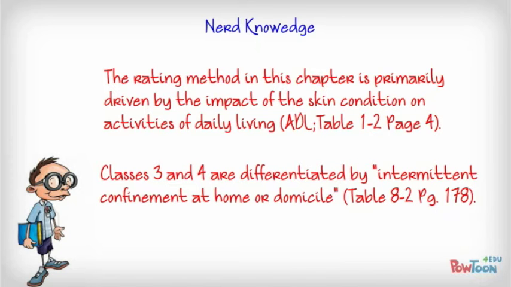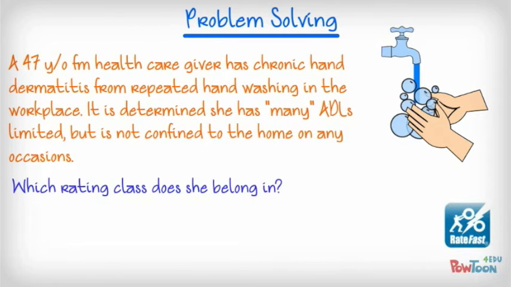Next, we're going to do problem solving. The case we have before us is a 47-year-old female. She's a caregiver. She does chronic hand washing and developed dermatitis. We now assume she's at MMI, and she has many activities of daily living limited, but is not confined to the home on any occasion. The question is, which rating class does she belong in?